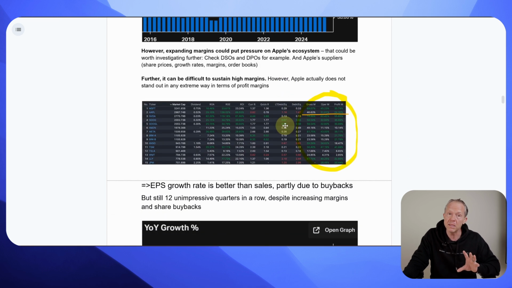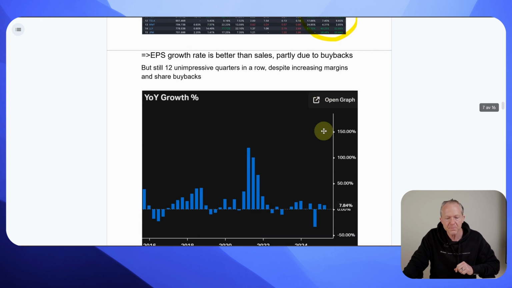But it could be putting pressure on Apple's ecosystem. Could be worth checking further on their DSOs and DPOs to see if they are pressuring their clients or their suppliers. It can also be just simply difficult to sustain such high margins, but as we can see here, Apple's margins actually aren't that high compared to the top 15 companies.